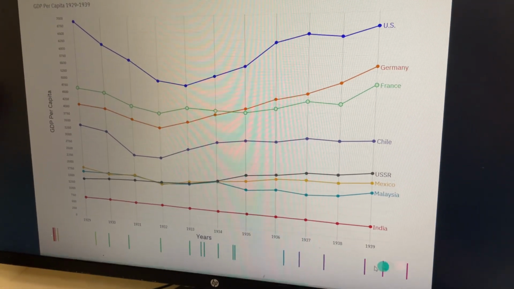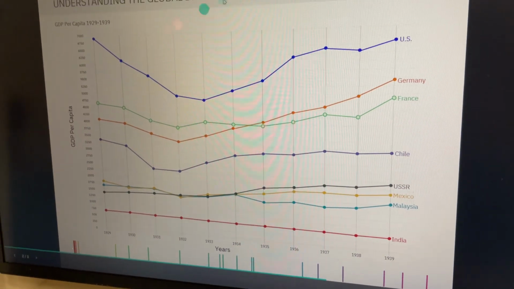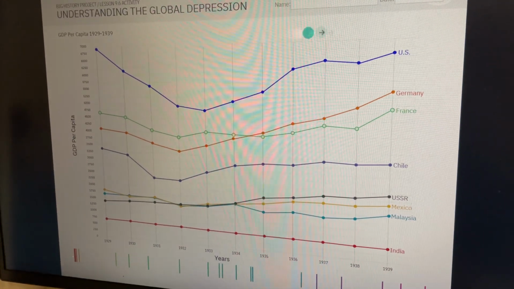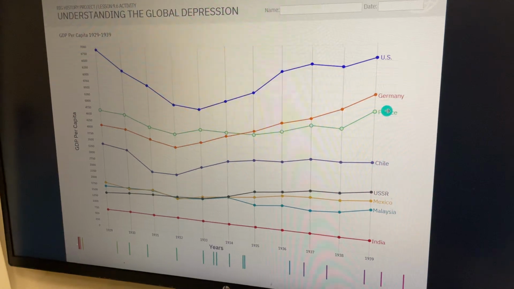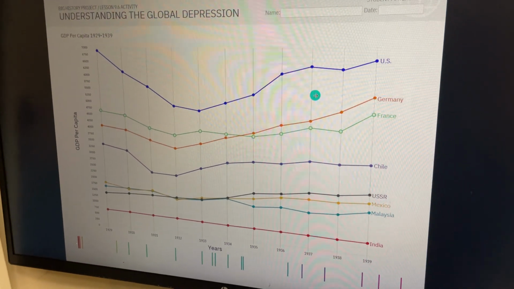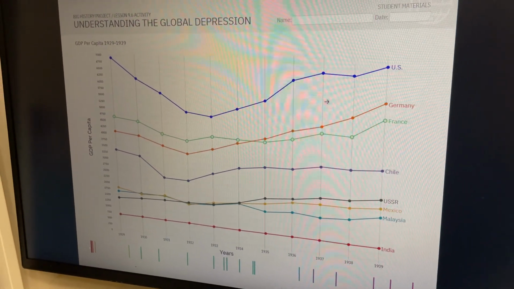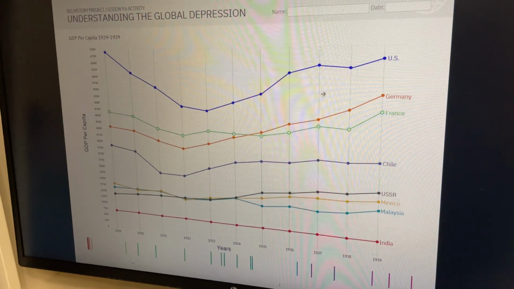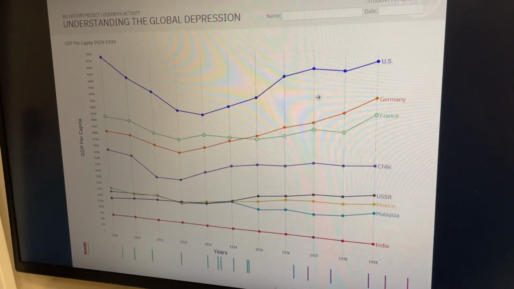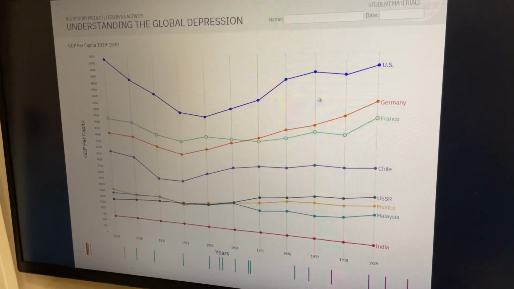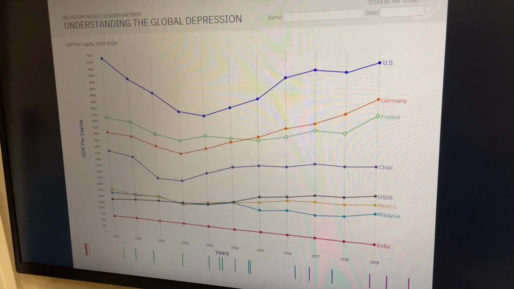So in this graph here, we saw the GDP per capita, gross domestic product, for a variety of countries during the Global Depression. And what this means is according to the country's economy, its consumer spending, investment, government spending, and net exports. That's what GDP means and how it appears on a graph.